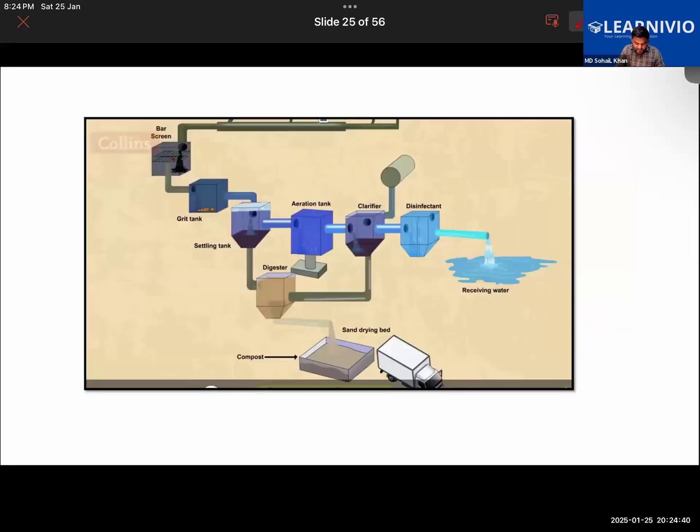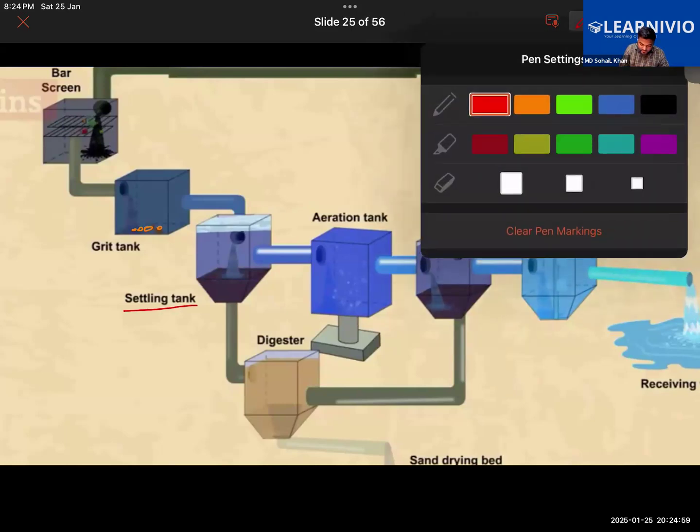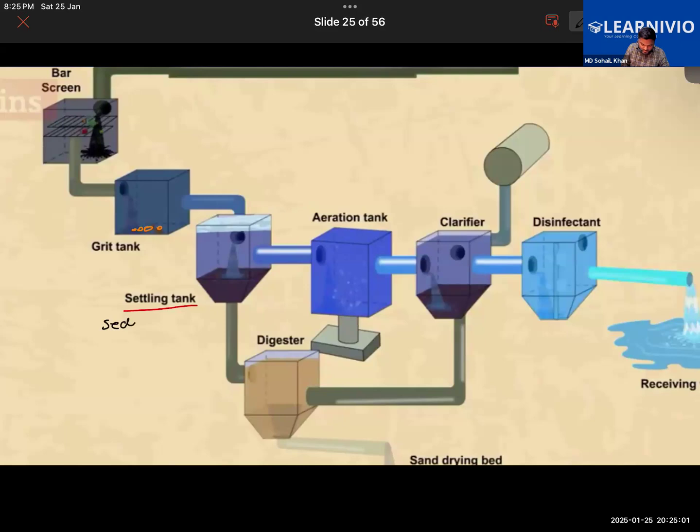Now, after the grit tank, the water goes into the settling tank. In this tank, what is happening? This tank is called the settling tank, also called the sedimentation tank. The sand and the grit and pebbles have already been removed from the grit tank. The water that is coming to this sedimentation tank does not have sand or silt or pebbles in it.